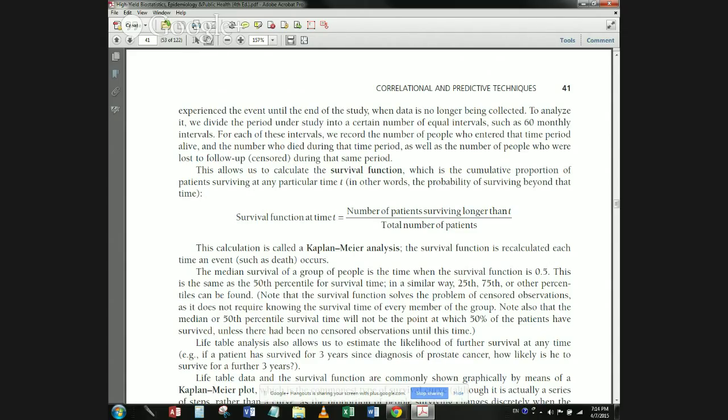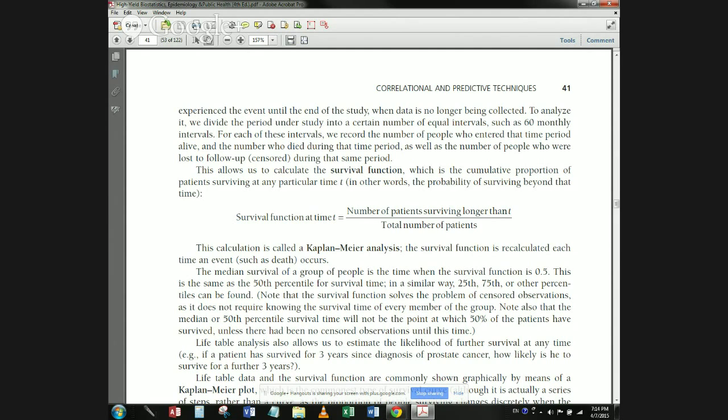The median survival of a group of people is the time when the survival function is 0.5. This is the same as the 50th percentile for survival time. In a similar way, 25th, 75th, or other percentiles can be found. Note that the survival function solves the problem of censored observations, as it does not require knowing the survival time of every member of the group. Note also that the median or 50th percentile survival time will not be the point at which 50% of the patients have survived, unless there had been no censored observation until this time.